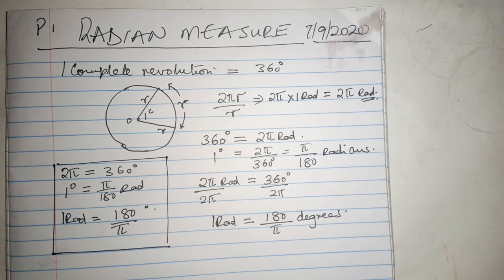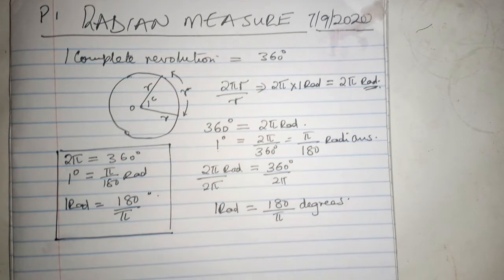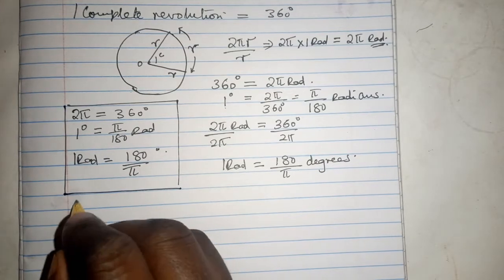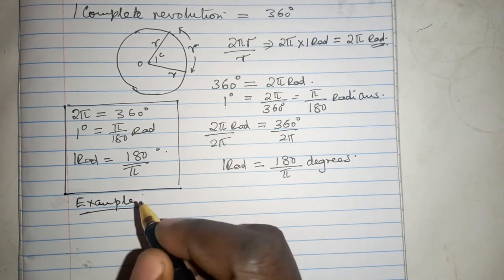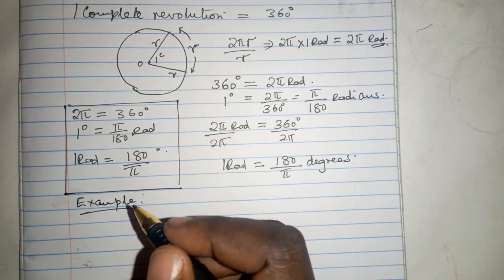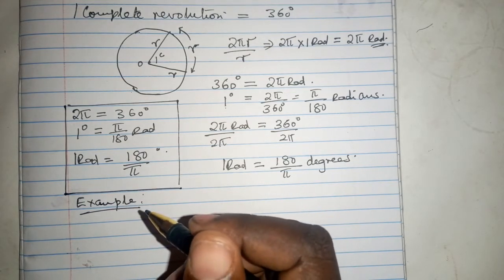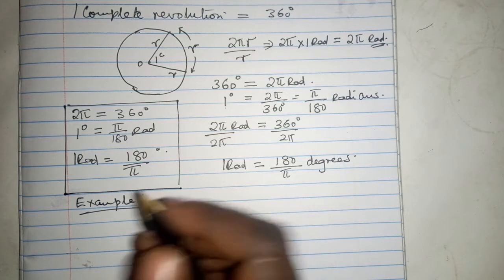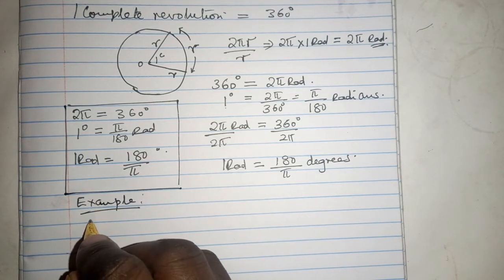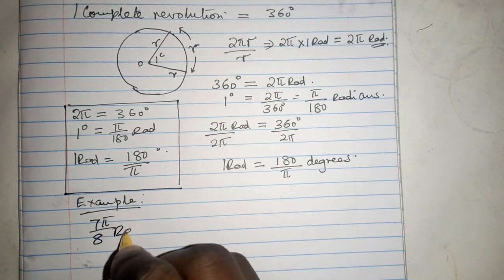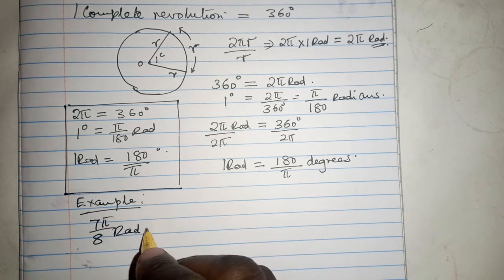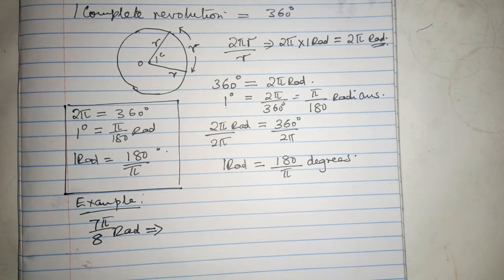If you look at example 1, let's use this information. Example 1 on page 134: convert the following angles into degrees. We have 7 pi over 8 radians. How do we convert this into degrees?